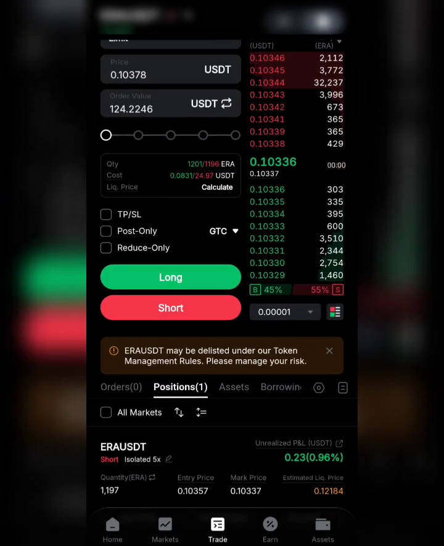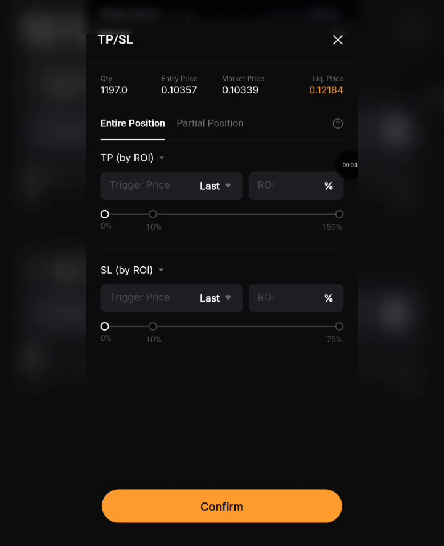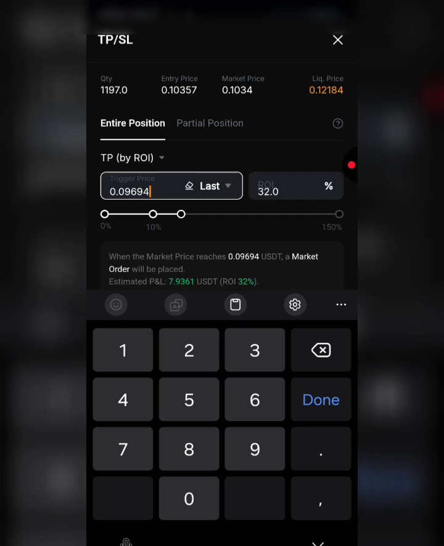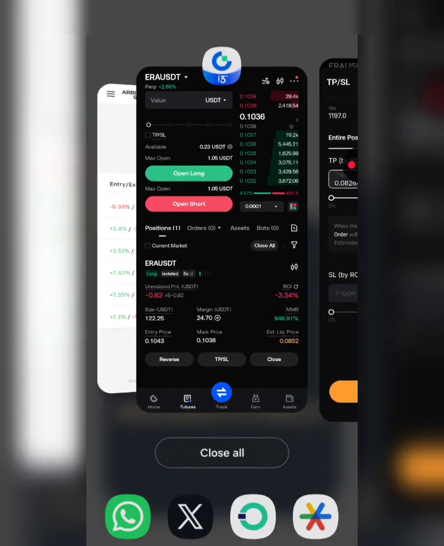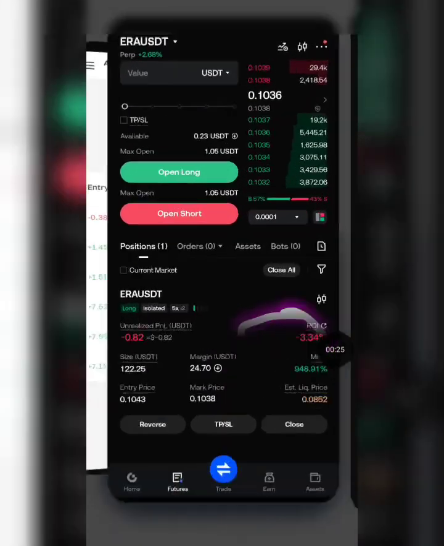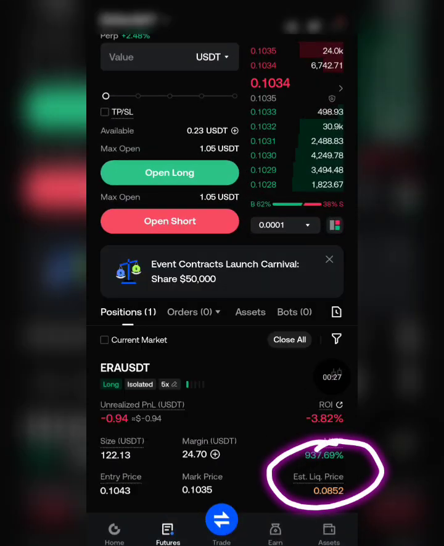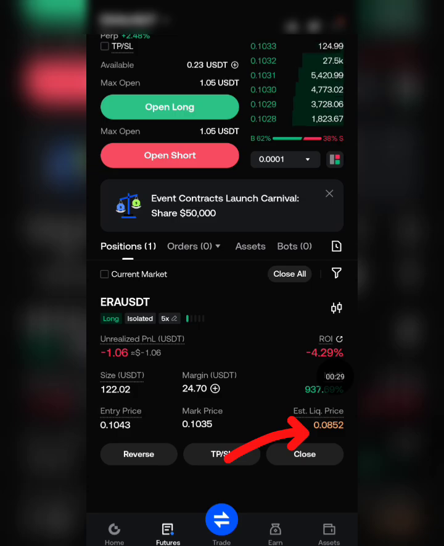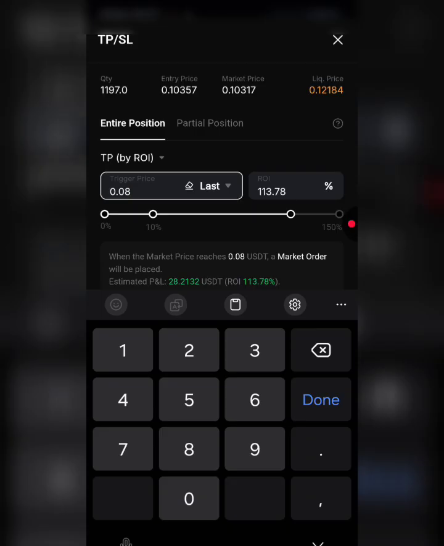Now another thing is, in case of slippage, you can set take profit. You can set your take profit in such a way that whenever any position gets liquidated, the other one compensates for it. So I'm going to be setting my take profit for my short position close to the liquidation price of this position. As you can see, the estimated liquidation price of this position is 0.0852. So I'm just going to come here and set my take profit close to that amount.